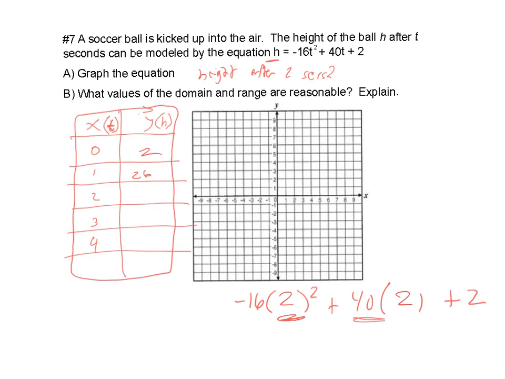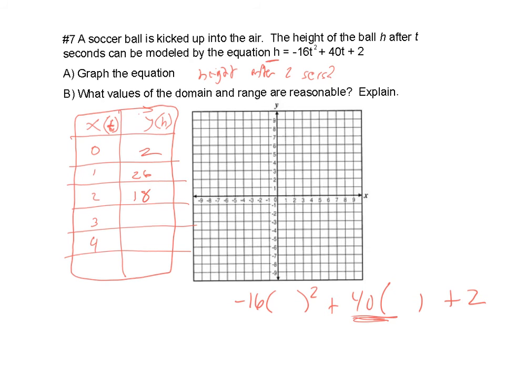4 times negative 16, I'm going to pop that into my calculator real quick, is negative 64, okay? 40 times 2 would be 80 plus 2. So negative 64 plus 80, notice different signs, so we'd subtract them. That gives us positive 16 plus 2 is 18. Notice the ball is starting to come down now. Our answers that we're getting are a little smaller.